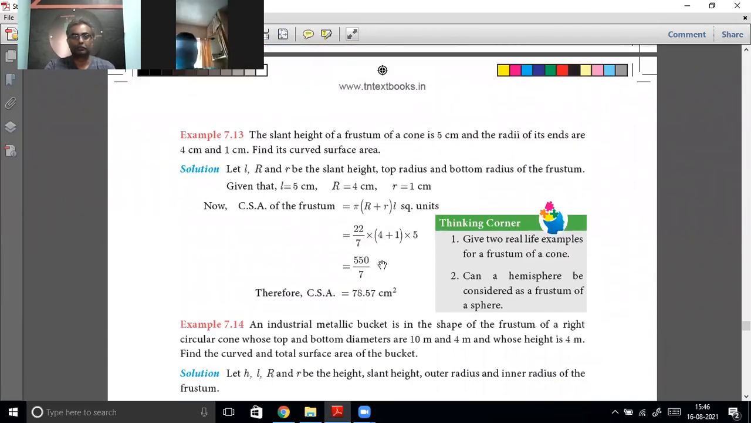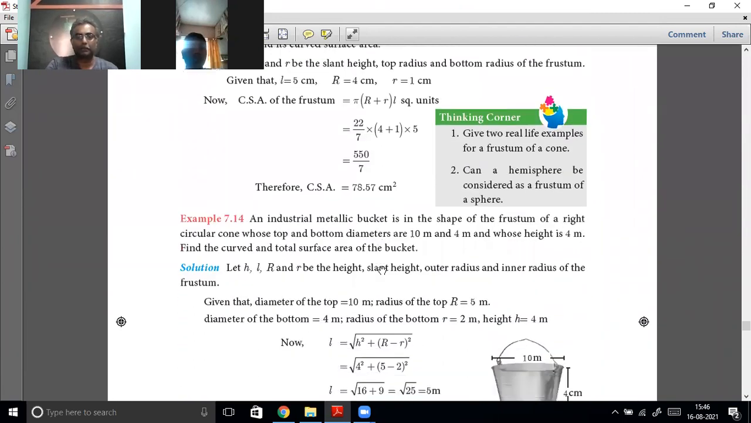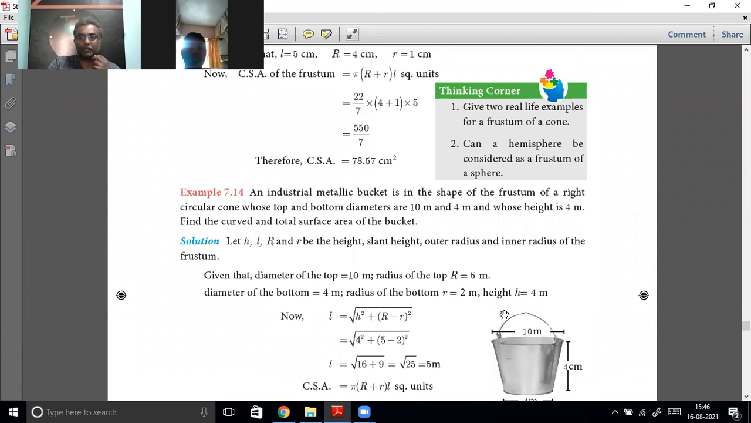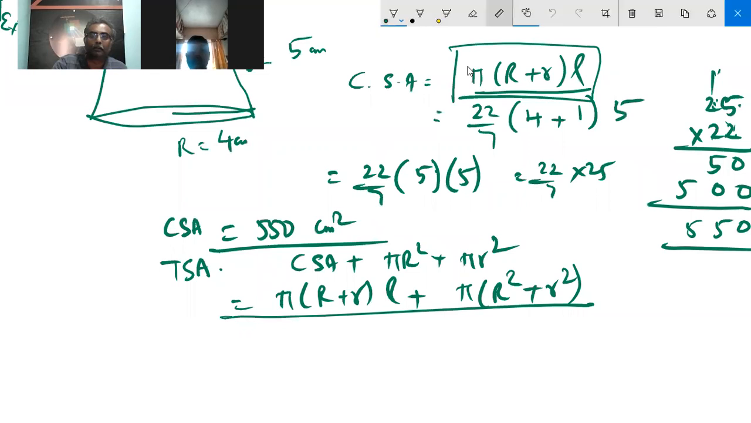Okay. Now what do you do? Next one. Industrial metallic bucket is in the shape of a frustum of a right circular cone. Okay. Let us take that industrial metallic bucket. We'll go to see this one. I don't know if I dropped this. Okay, I think I have pasted this.